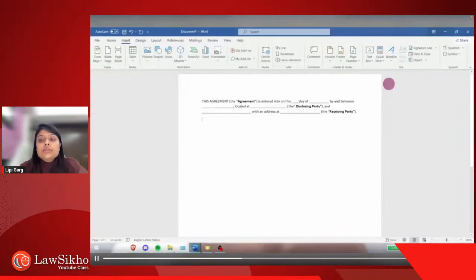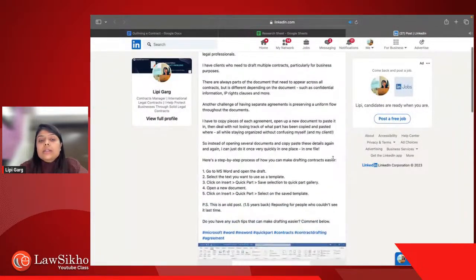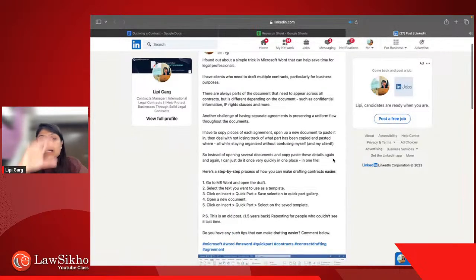Great. So, did you see how I used one particular document and I selected a particular part and then I saved it to my quick parts gallery, and then I opened a new document and just inserted from the saved template and it appears to me, right?